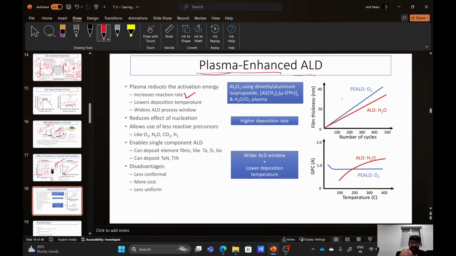It will decrease the time and lower the deposition temperature, because we are providing the energy with the plasma. It also widens the ALD process window, because with the plasma we are decreasing the temperature. At lower temperatures there will still be a reaction of the precursor with the substrate.